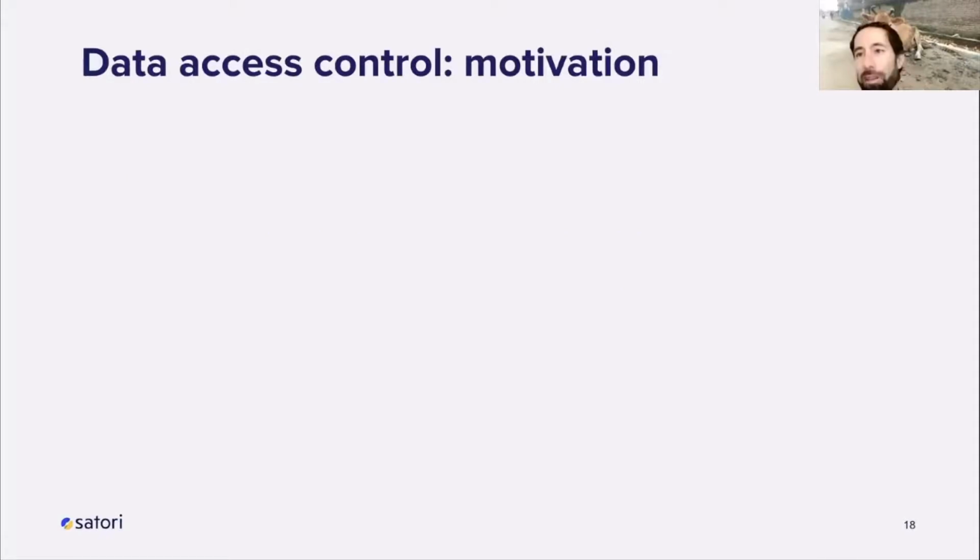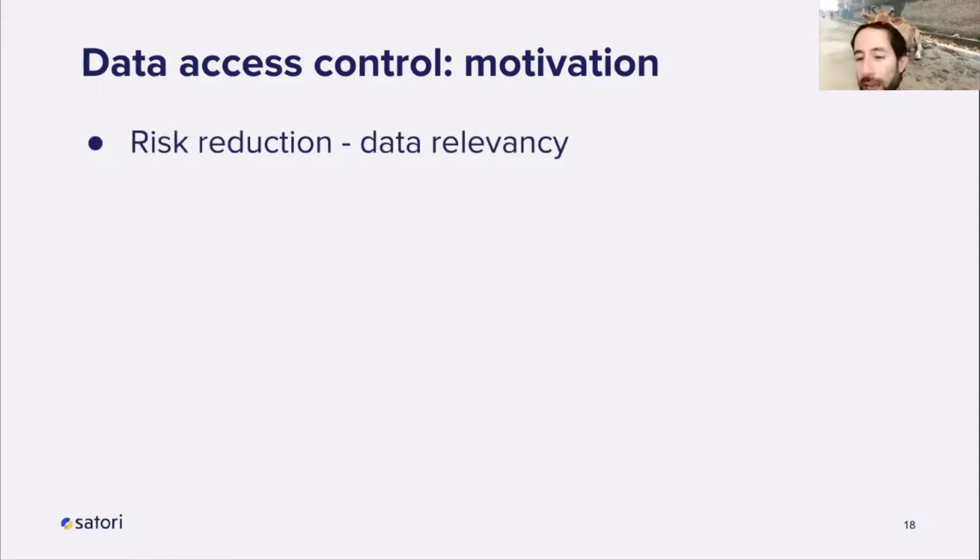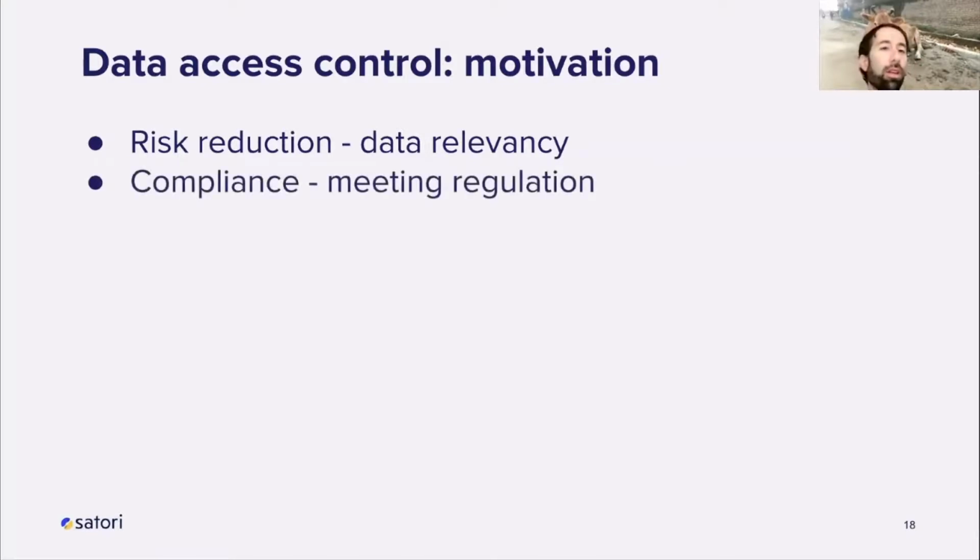Why do we want to have data access control? Because some organizations are very permissive and they're simply giving access to the entire data warehouse. So it's risk reduction. Again, if you're using data, then you're creating value. If you have access to data you're not using, you're getting the risk, but you're not providing value. So ideally, you don't want people to have access to what they don't need.